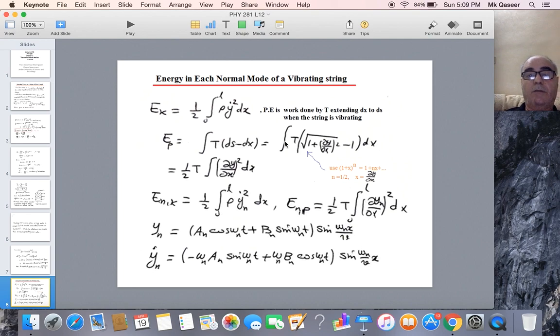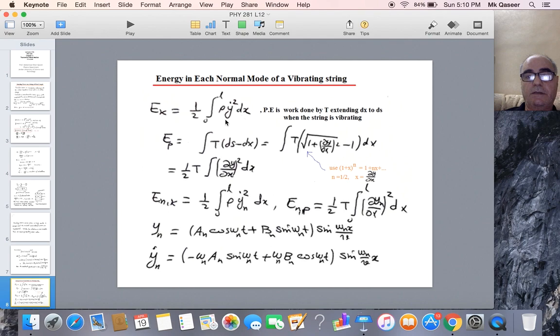Now let's talk about the energy in each mode, each normal mode of a vibrating string. That's E sub k or E sub n. This is the kinetic energy. We need this for the nth mode. We have to estimate the potential energy for the nth mode. Kinetic energy is half rho dx y dot squared. Y dot squared is the square of the velocity of the wave.